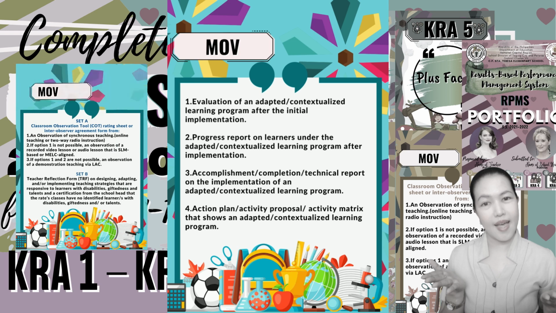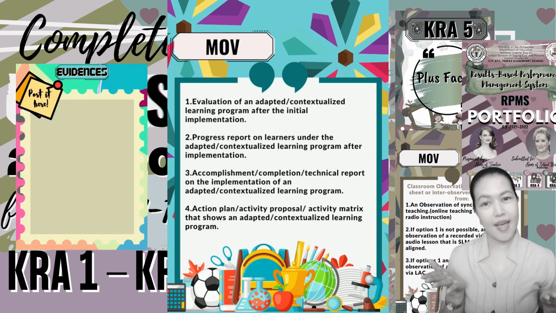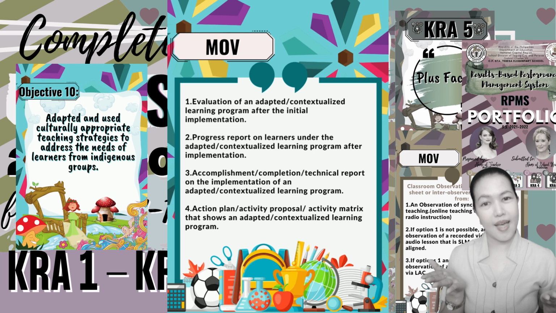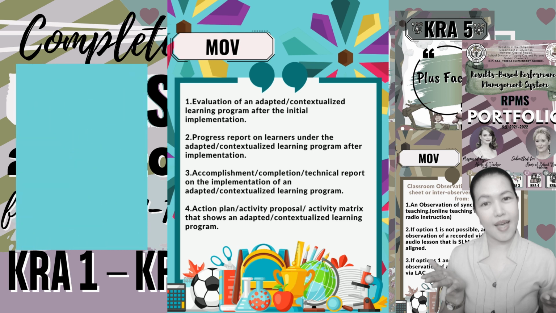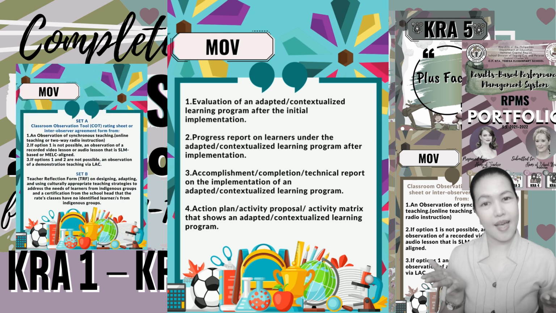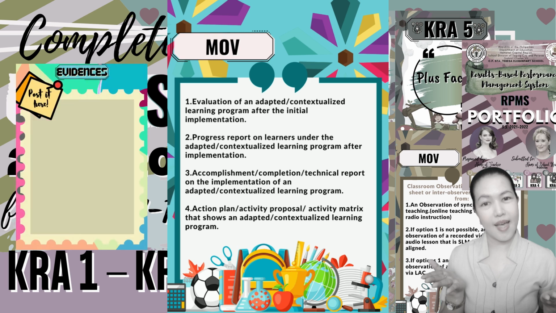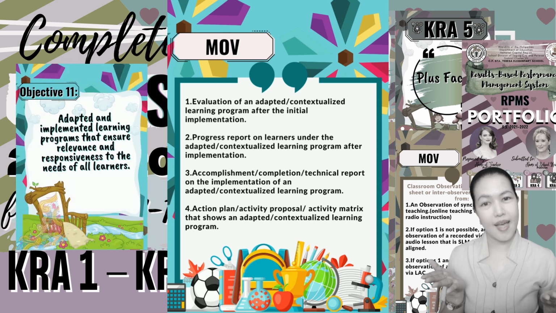Number 3, accomplishment or completion technical report on the implementation of an adapted contextualized learning program. And number 4, action plan, activity proposal, activity matrix that shows an adapted contextualized learning program. And you can post here your evidences.